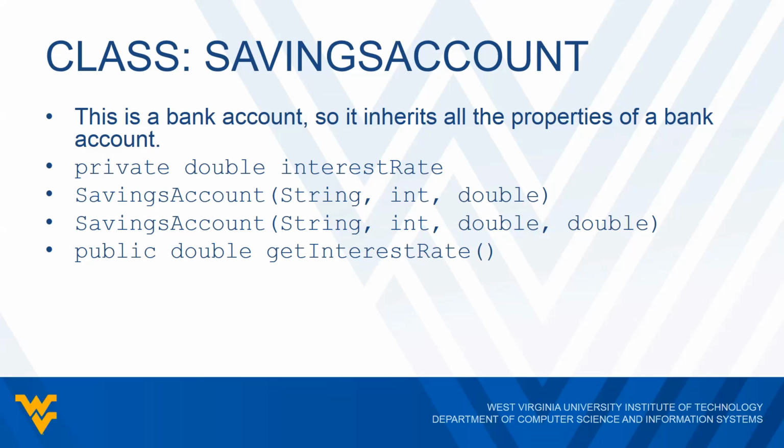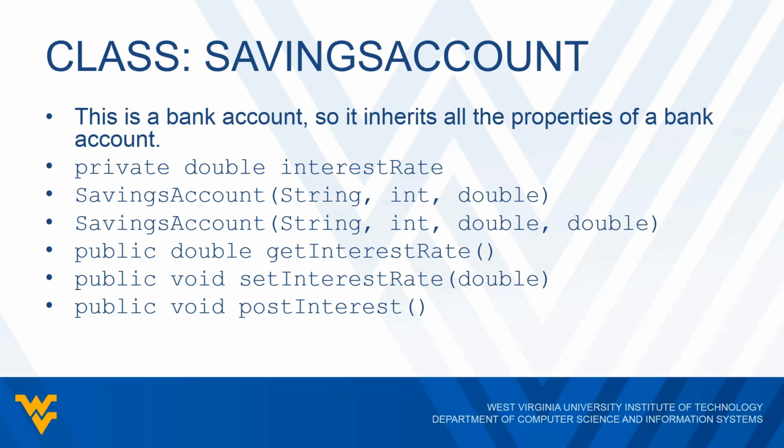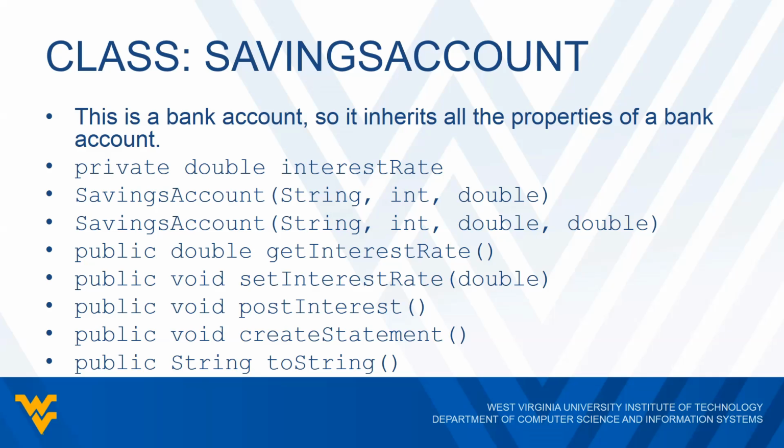So we should be able to get what the current interest rate is. We should be able to change the interest rate if that does change. We should be able to post the interest rate, so we should be able to display it. And then of course, since the create statement was an abstract method in the bank account class, we do need to define it in here as well. And then of course, we'll include a definition of the toString method.